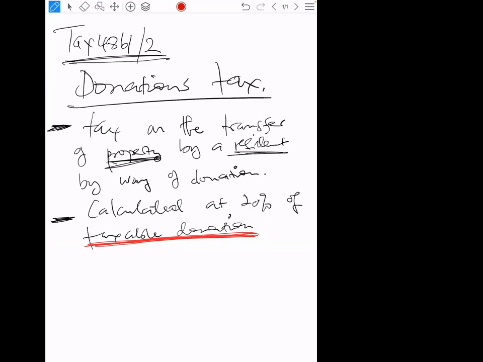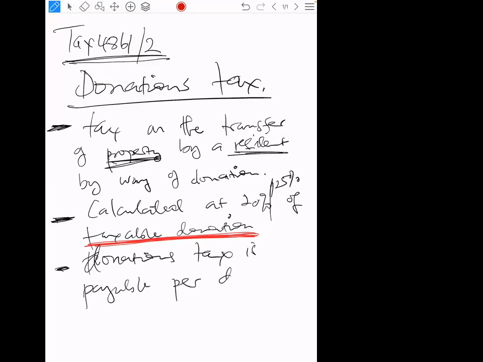All right. So here, let me say 20% or 25%. It is going to be further clarified. Okay. Then another thing that we must know is that donations tax is payable per donation. So what I'm giving you here, these are the principles that they want to see in your answer. It is payable per donation. So what do we mean by this?